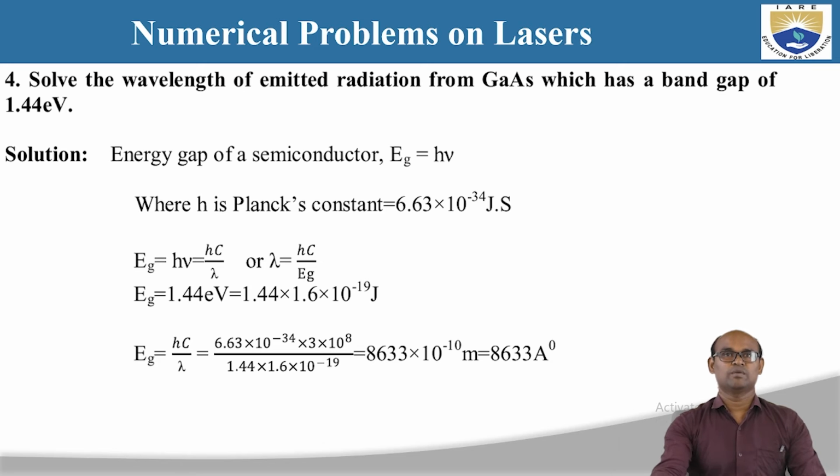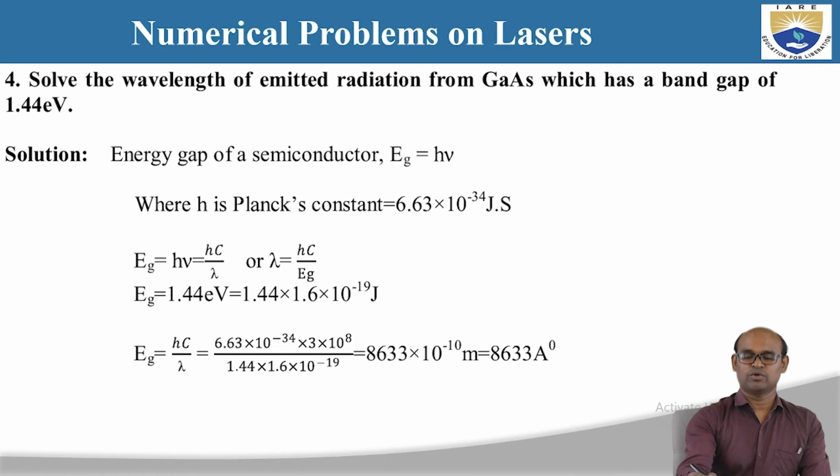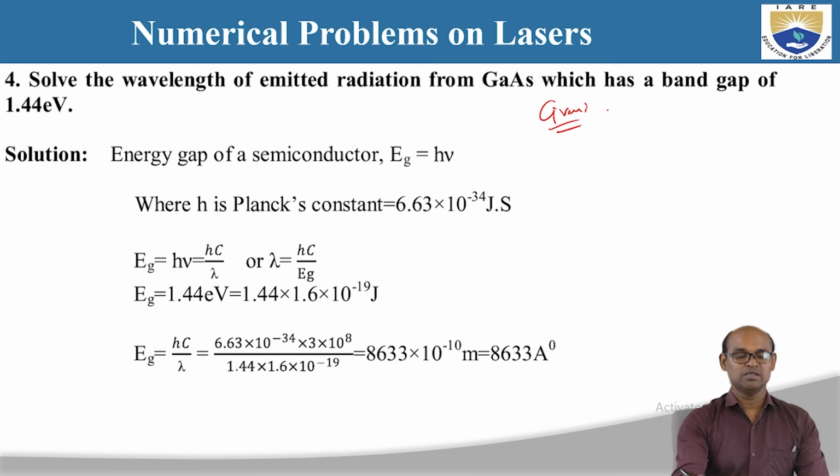Okay, the fourth numerical problem on lasers is: solve the wavelength of emitted radiation from gallium arsenide, which has a band gap of 1.44 electron volts. What they have given us is the band gap. Band gap Eg is equal to 1.44 electron volts. Now we have to calculate the wavelength lambda.